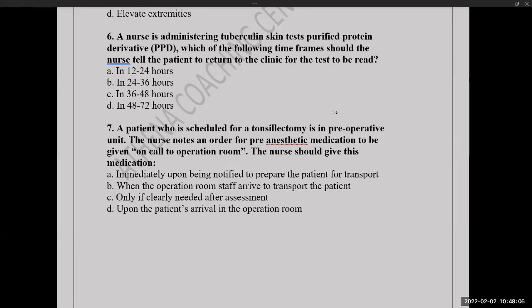Yes, ma'am. Neetu, what is a confirmatory test to identify pulmonary TB? Sputum for AFB. Okay. When would you collect the sample? Morning. Early morning sample. Okay, fine.